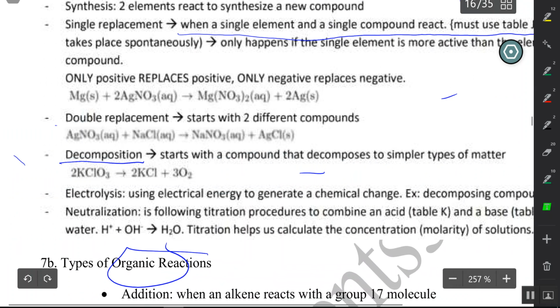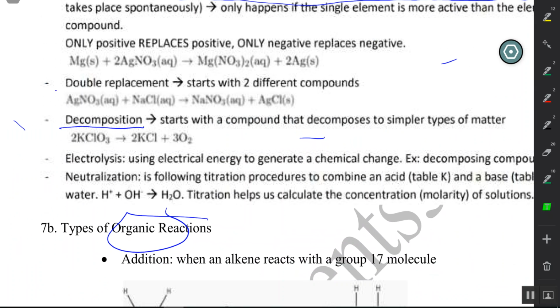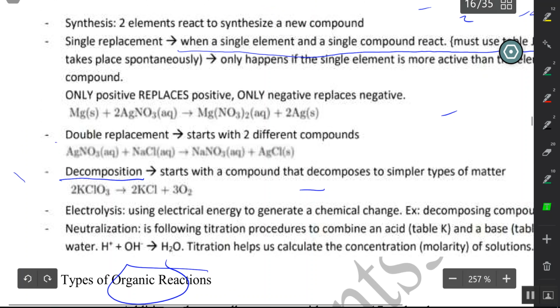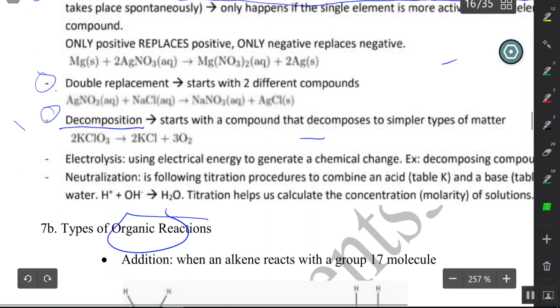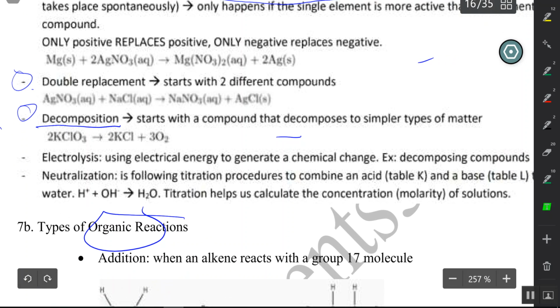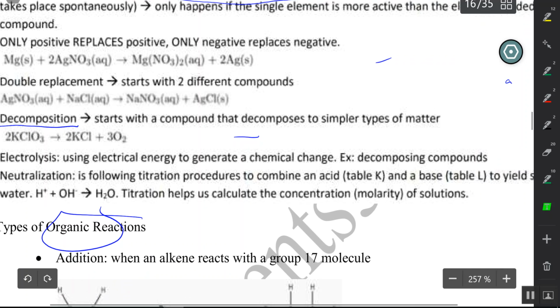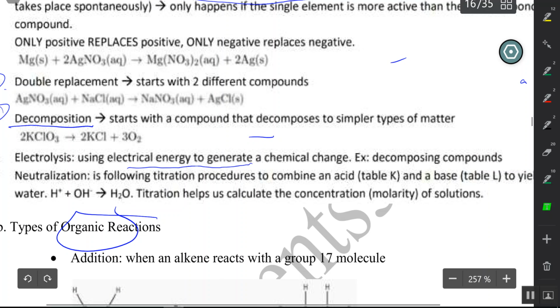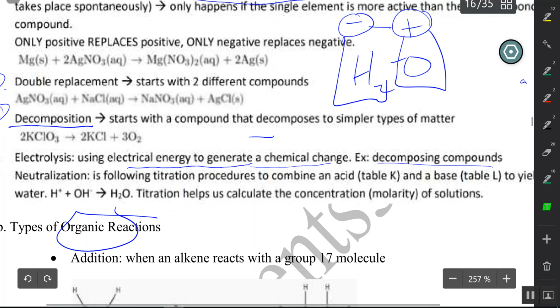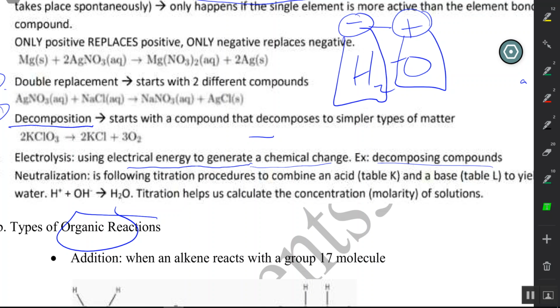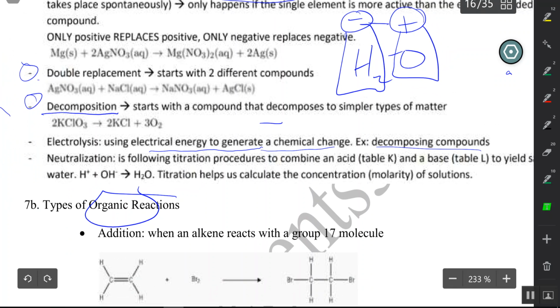Next, we have electrolysis. This is not a type of chemical reaction. There are only 4 types of chemical reactions, 1, 2, 3, and 4. Now electrolysis is just a separation technique. We talked about it in the second video when we talked about separation techniques. It uses electrical energy to generate a chemical change and decompose compounds. So for example, if you had H2O, the positive end of the battery will attract the oxygen, while the negative end of the battery will attract the hydrogen. And that's how you use electrolysis to split compounds or separate elements of compounds.